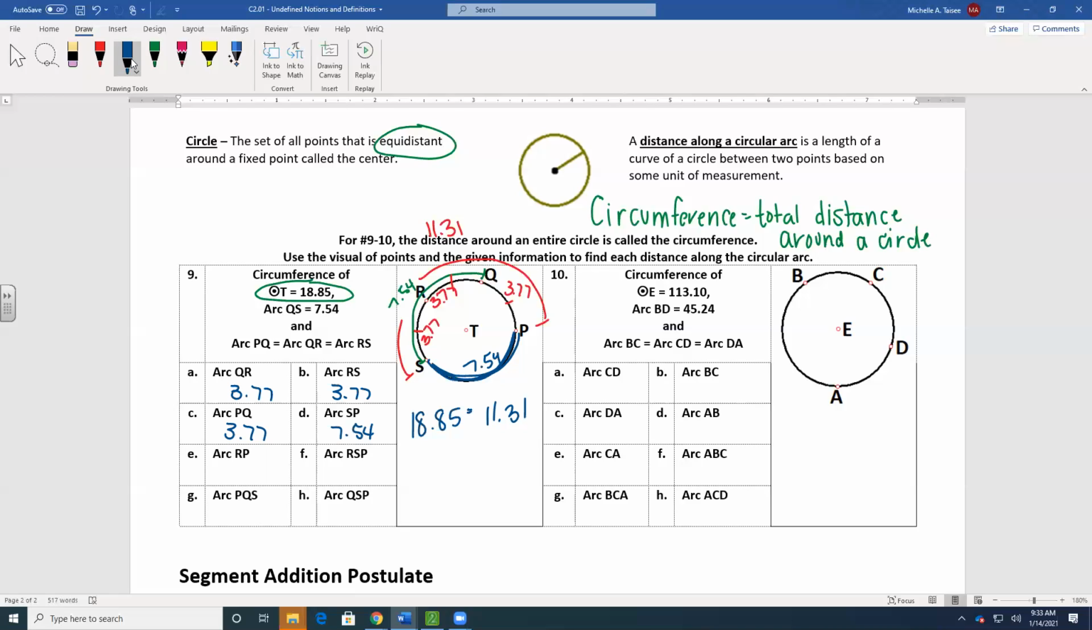Arc RP, 7.54. Arc RSP. So there's 3 letters. I've got to start at R. I have to touch S and then end at P. So I like to highlight these because they get a little confusing, but I'm starting at R, I'm touching S, and I'm hitting P. That will be this arc here. It is 11.31.